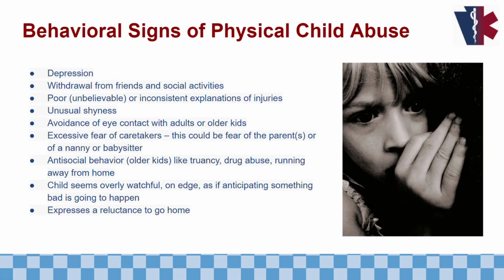A child may display behavioral signs of physical abuse, including depression and withdrawal from friends and social activities, inconsistent explanation of injuries, unusual shyness, the avoidance of eye contact with adults and older children, excessive fear of caregivers, antisocial behaviors, especially in older children, a child that seems overly watchful or guarded, and a child that expresses a reluctance to go home.